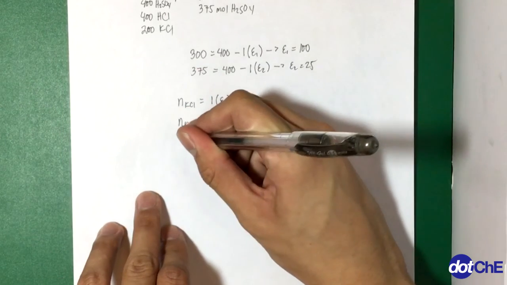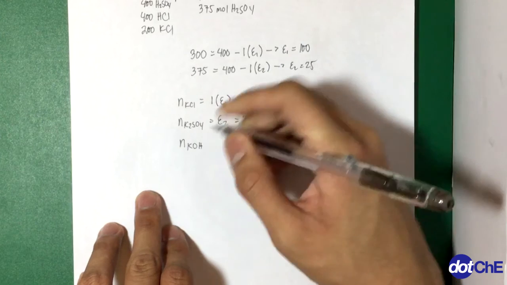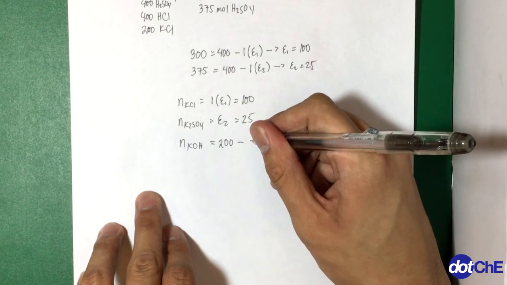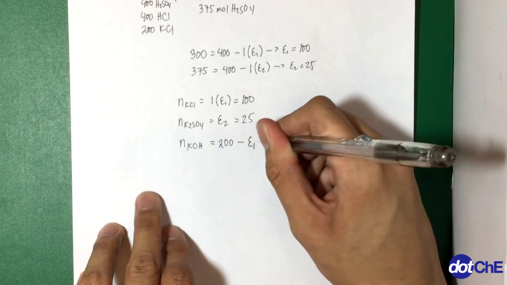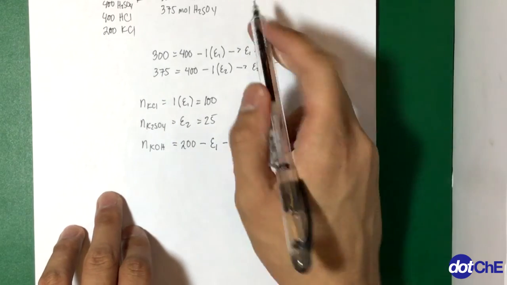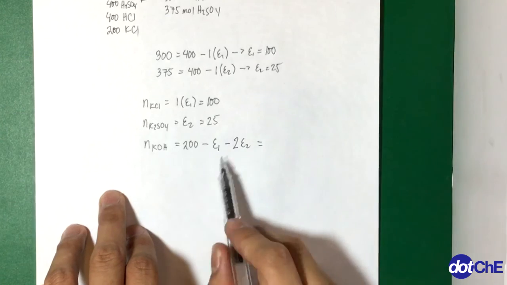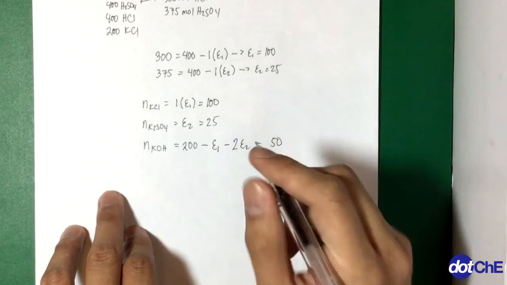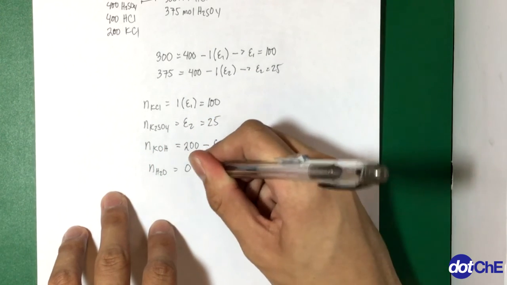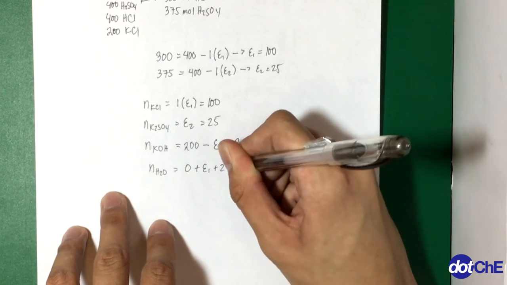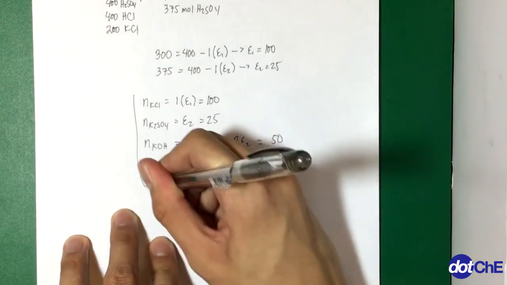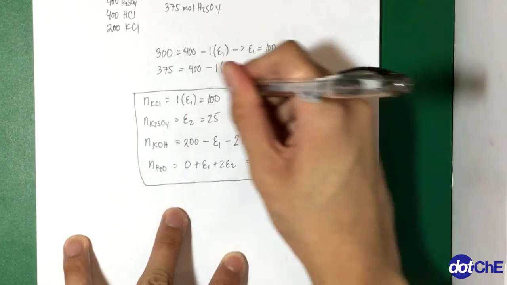Then we should use this for N_KOH, which is equal to the initial amount, which is 200, minus the first extent, because it's a reactant, minus the second extent, because it's also a reactant, times 2, because that's the stoichiometric coefficient here. So that's approximately 50. Then you have your N_H2O. It's produced in both reactions, so that's 0 plus E1 plus 2E2. You get 150. So this now becomes your composition.